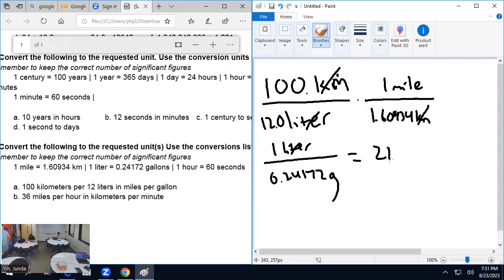The answer I calculated was 0.22. Well, this was the answer I got: 422 miles per gallon. Oh, I got that too. Okay, awesome.